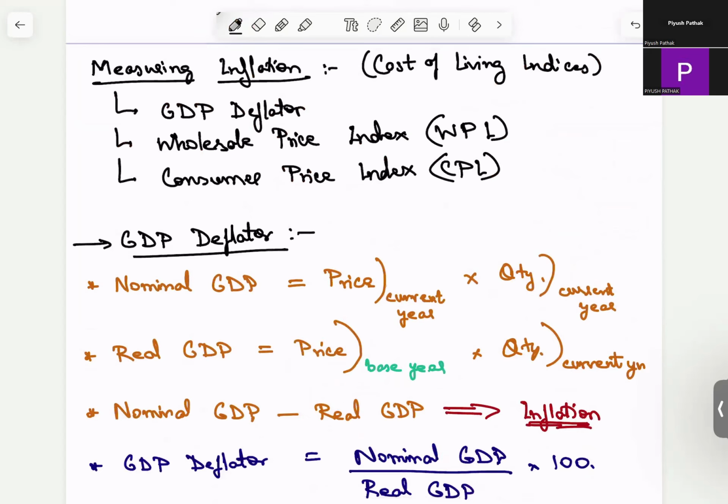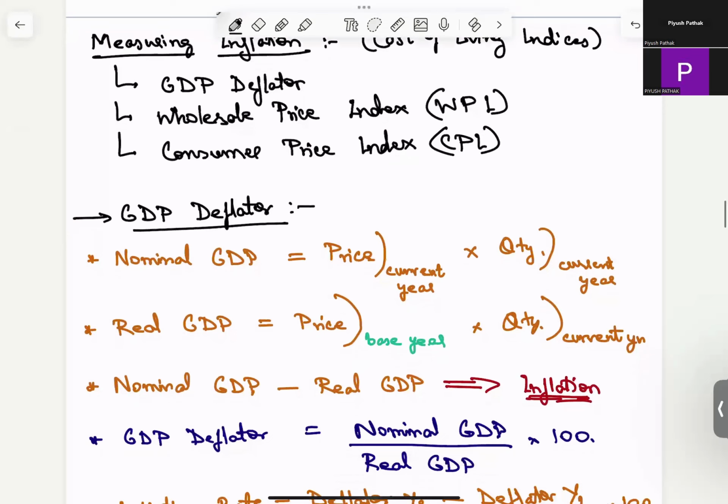So there are certain indices we create in an economy. How do we determine whether the prices of goods and services have risen? So there are certain indices we create. The first index is something we have studied in the first chapter, which is known as the GDP deflator. Then we have WPI and CPI, which we will discuss here. So what happens with the GDP deflator?